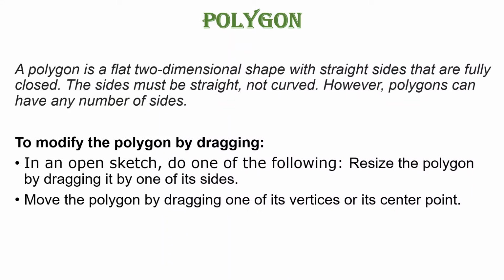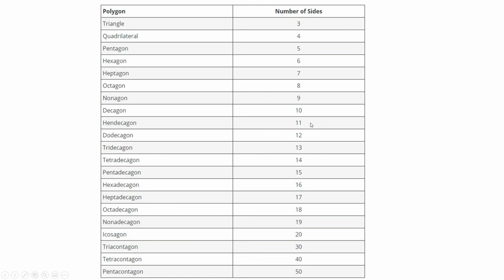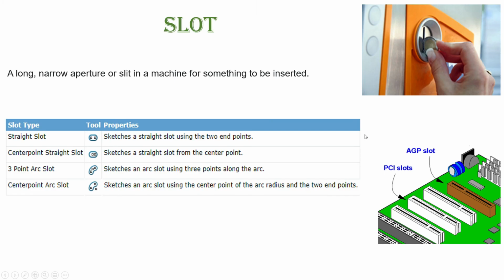Go back to the PPT, and you will see the polygons and number of sides. If the number of sides is 3, we say triangle. Number of sides 4, we say quadrilateral. 5 is pentagon, 6 is hexagon.